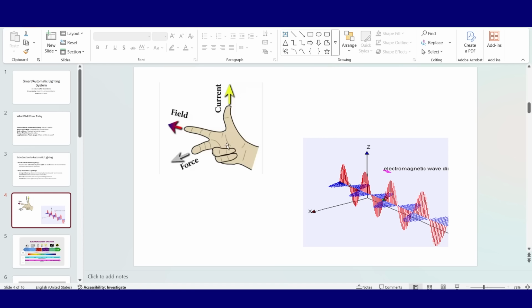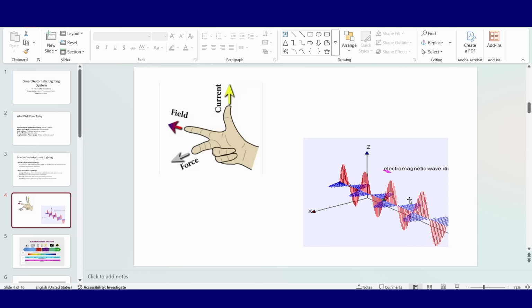So the force exerted will be in the other direction, as represented here by the third finger or the middle finger. So if the current is moving in this direction, the field will be perpendicular to it and the force exerted on the substance or on the entity will be in this direction. So this is the thumb rule.